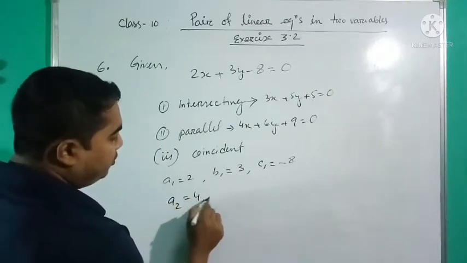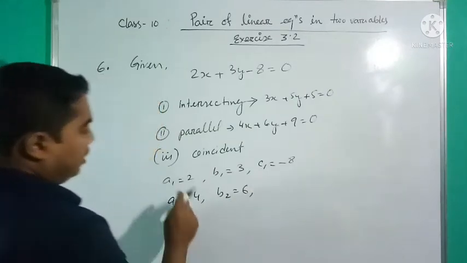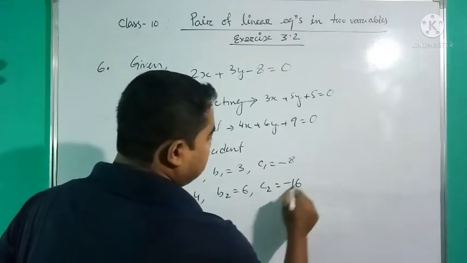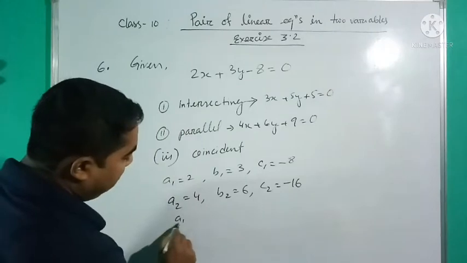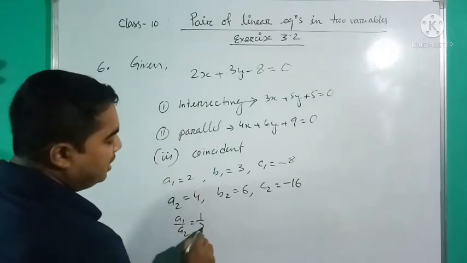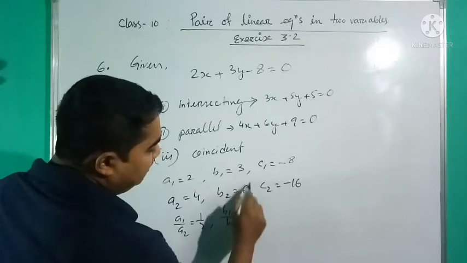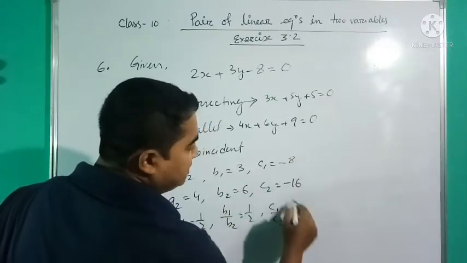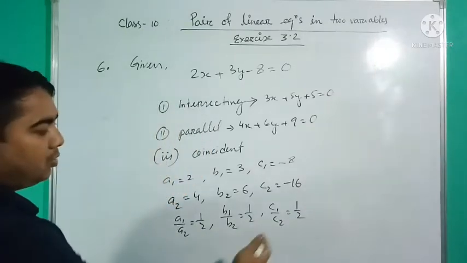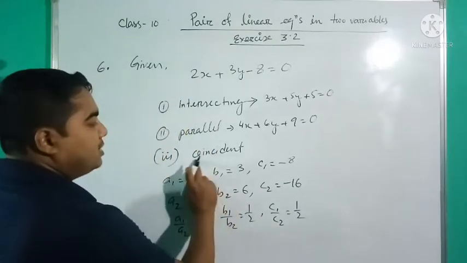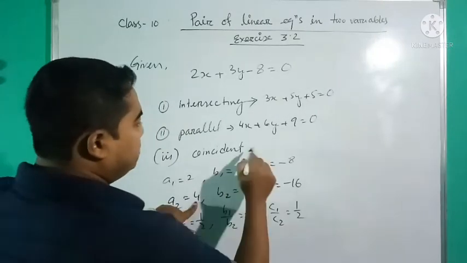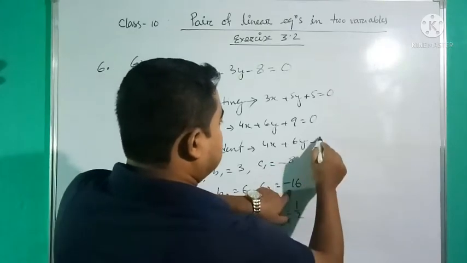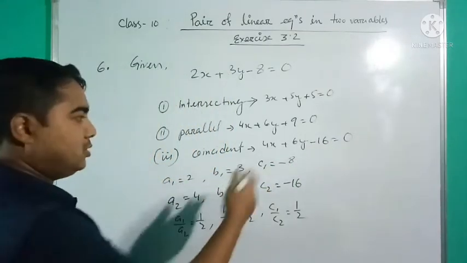Okay, see, I plot 4, I plot 6, 2 by 4 is half, 3 by 6 is half, then c2, its double, is minus 16. Now see, a1 by a2 equals 2 by 4, which is half, b1 by b2 is 3 by 6, which is half, and c1 by c2, the minus signs cancel, is 8 by 16, which is half. All are equal, which means they satisfy this condition. So the equation is 4x plus 6y minus 16 equals 0. Clear point?